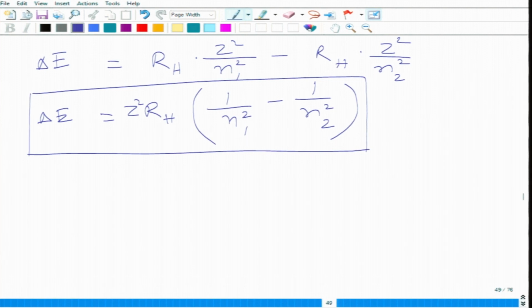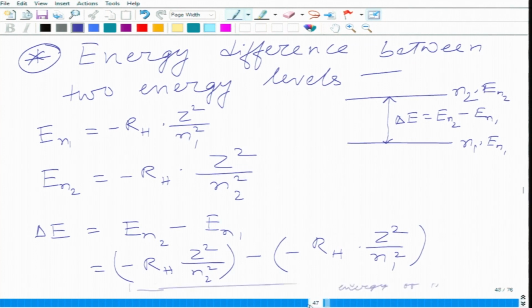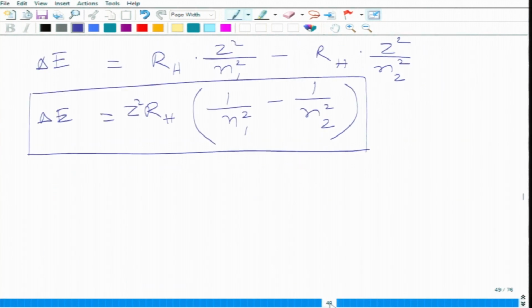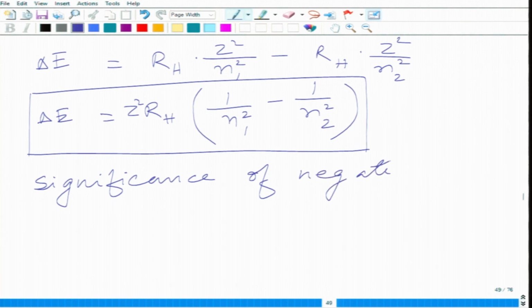Okay. Now when we were calculating the terms of energy, we saw that energy has a negative sign. Now what is the significance of the negative sign?